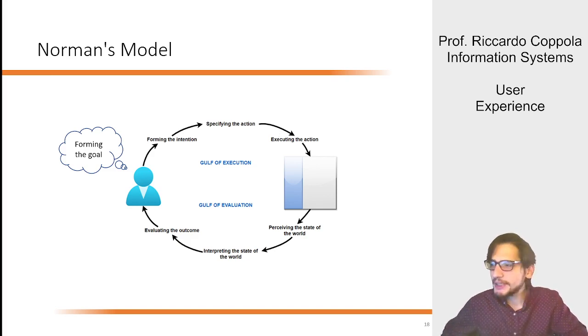After that, the system performs some elaboration, produces some output, and we come to the second part of the Norman's cycle, which is called the gulf of evaluation. The user will perceive the state of the world. They will perceive that the system has provided some response. It may be a change on my screen or some paper sheets that exited from a printer. The user has to interpret the state of the world, so interpret what changed, and finally evaluate the outcome, so obtain some data, some information from this changed status of the world.